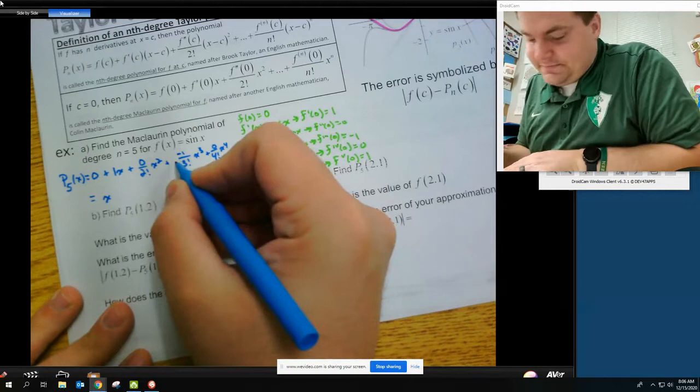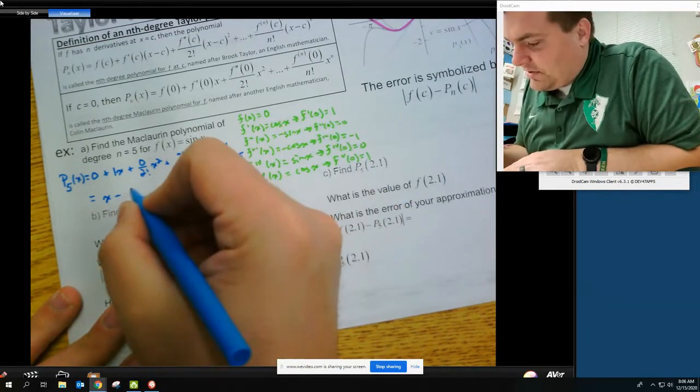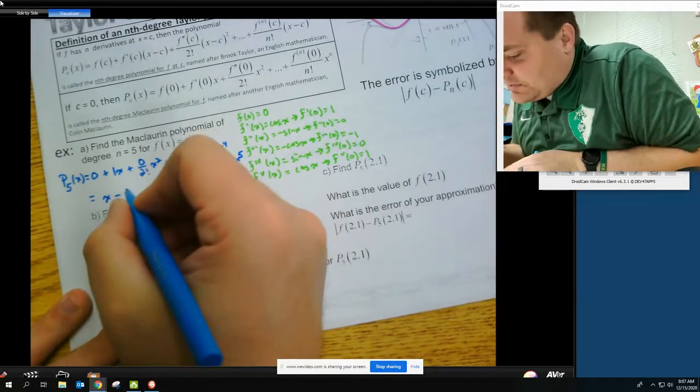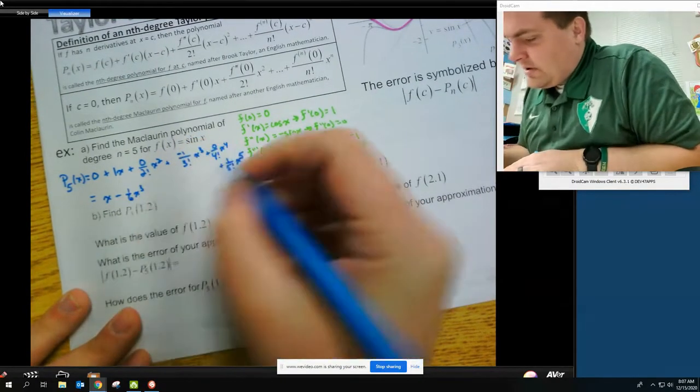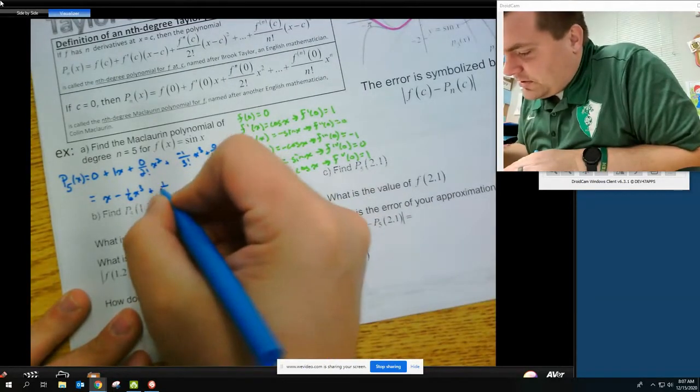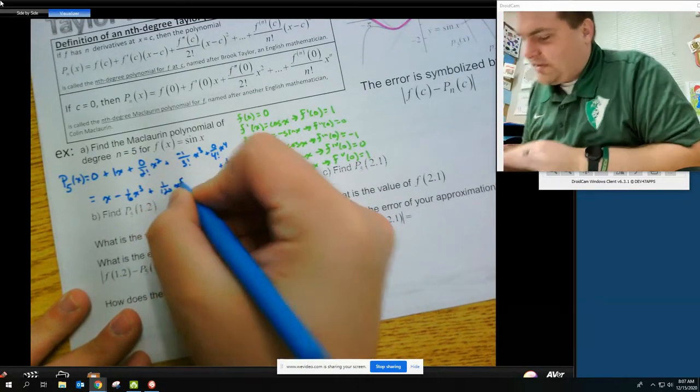So I'm going to get x minus x to the third over 3 factorial, which would be 3 times 2 times 1, which is 6. So minus 1/6 x to the third. And then 0, and then plus 1 over 120 x to the fifth.